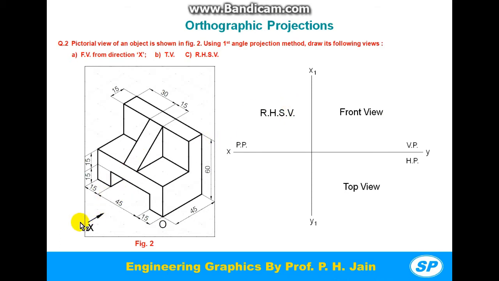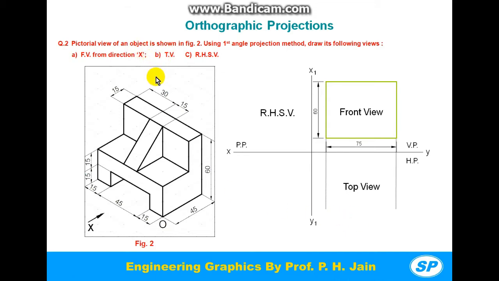Now look at the object from front direction. From front direction, see that the overall dimension of the object is length 15 plus 45 plus 15, that is equal to 75 millimeter, and height of the object is 60. So in the front view, here in this area, draw a rectangle of that size of 75 mm length and 60 mm height. You can choose convenient distance from XY line and X1 Y1 line to draw this rectangle. Now draw vertical projection lines from each corner of this front view towards top view.